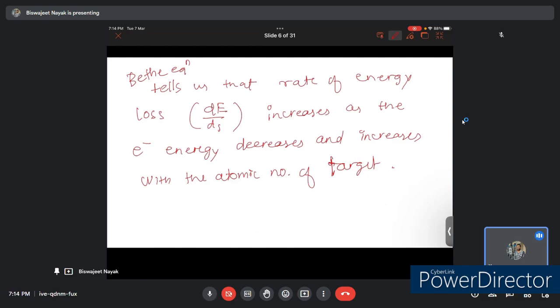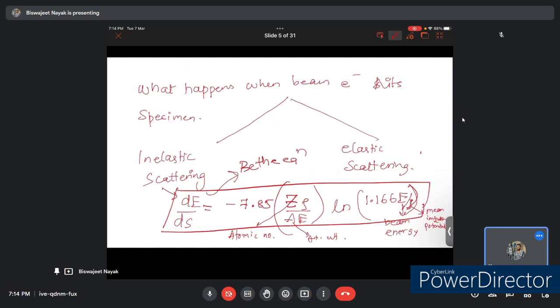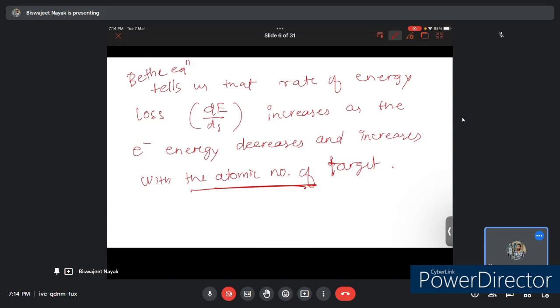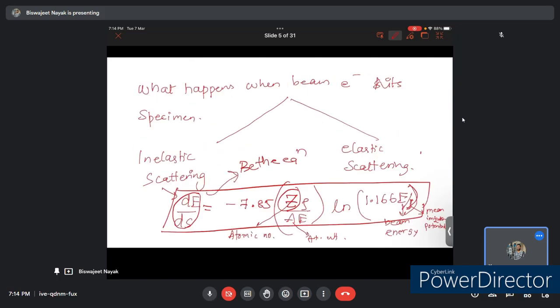This we can see as this dE/ds is directly proportional to Z, that is the atomic number, and is logarithmic in E. When E is decreasing, then this value will increase. If this E decreases, then eventually this will increase.